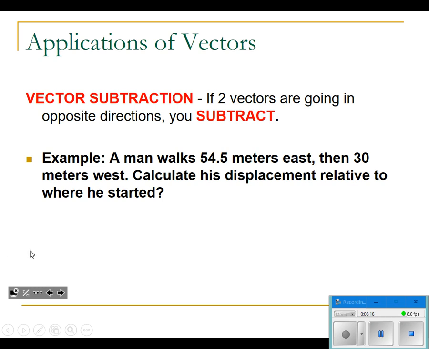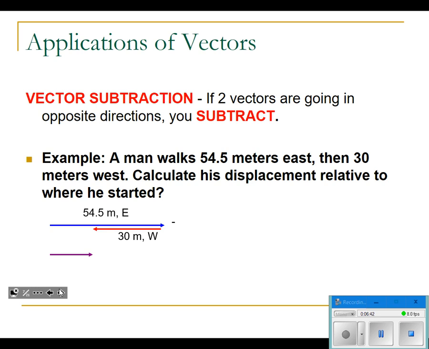So a man walks 54.5 meters east and then 30 meters west. Calculate his displacement relative to where he started. Again, sketch them. So we have 54.5 meters east, and then we have 30 meters west, and for the resultant I'm going from where he started to where he finished.